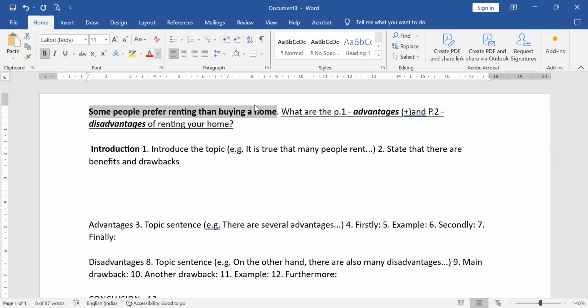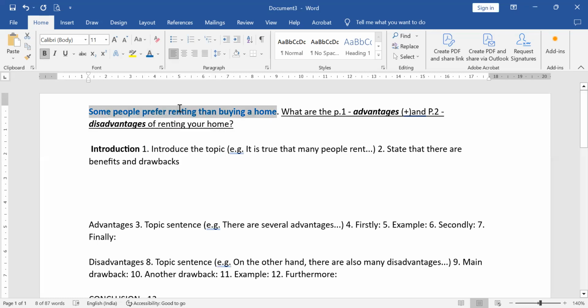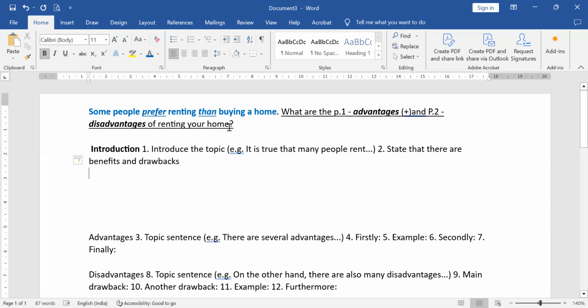The topic is in a comparative mode. How do I understand the word than? It is comparison. When they say prefer, more than, less than, better than, all this means comparison. So the question is in comparison format. Now, which side is preferred, renting or buying?